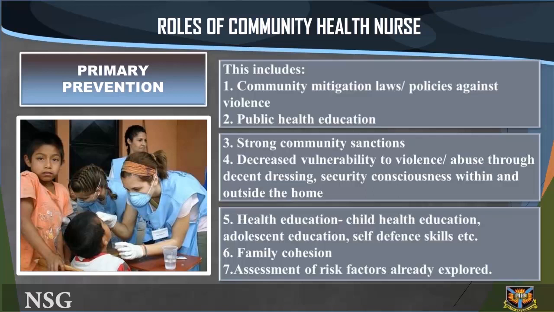1. Primary prevention. These include community mitigation laws or policies against violence, public health education, strong community sanctions, decreased vulnerability to violence and abuse through decent dressing, security consciousness within and outside the home, health education, child health education, adolescent education, self-defense skills, family cohesion, and assessment of risk factors already explored.